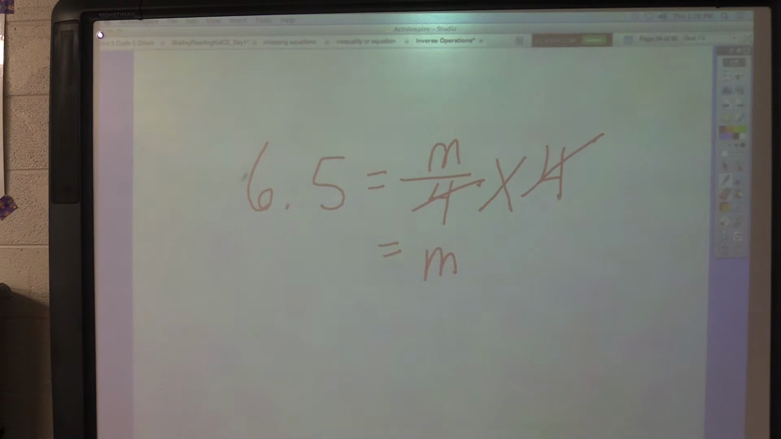But I can't just write down 6.5 here. If I multiply this side of the equal sign by 4, I have to multiply this side by 4 also. Now, I'm going to use a little bit of mental math to work this out. I know that if I have 4 halves, I have 2 wholes. And I know 6 times 4 is 24. 24 plus the 2 wholes is going to give me 26. So I know that m equals 26.